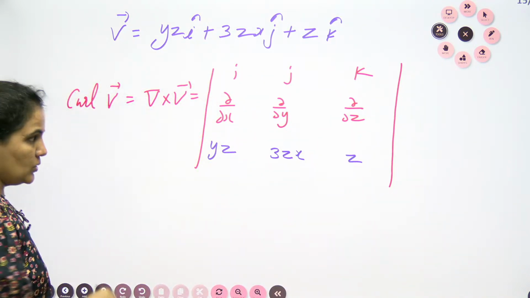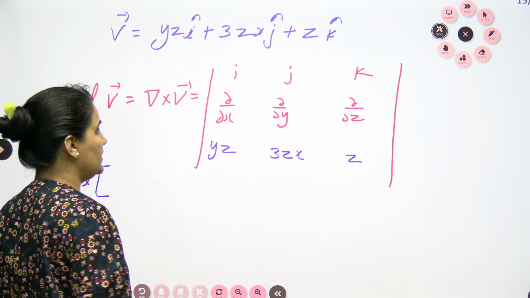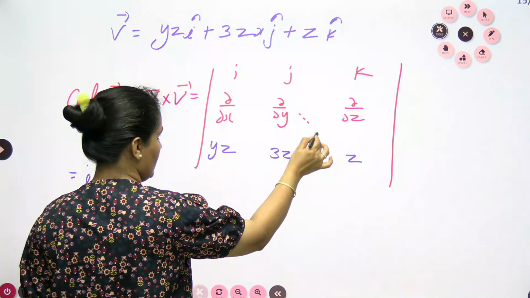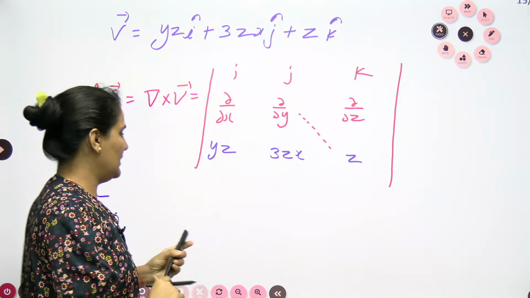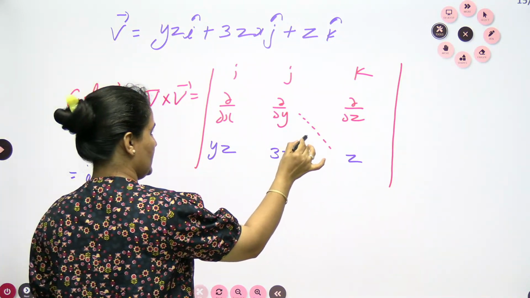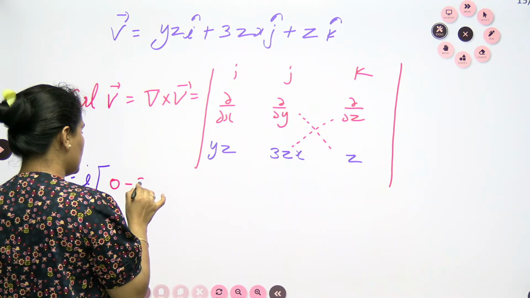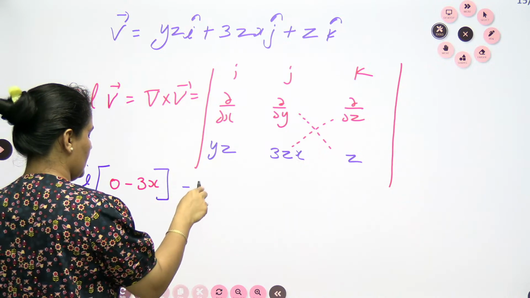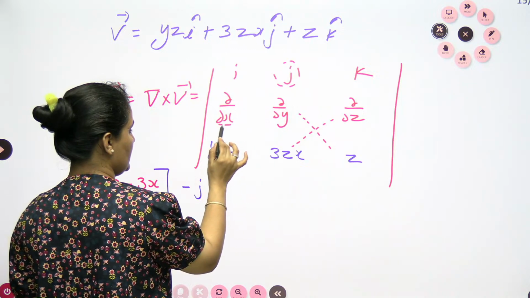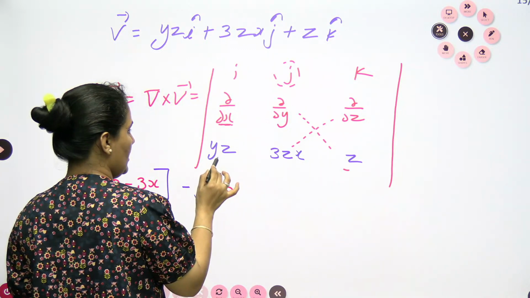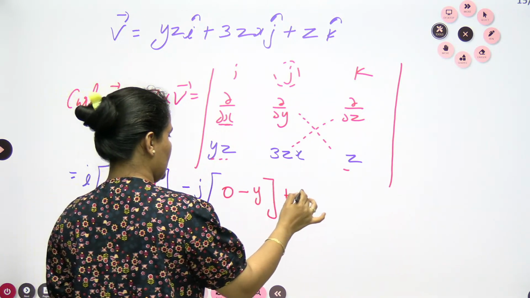Let's approach it. First I will go with respect to i. The partial differentiation of z with respect to y is 0, and the partial differentiation of 3zx with respect to z gives me 3x. So minus 3x i. Then with j, the partial differentiation of z with respect to x is 0, and the partial differentiation of yz with respect to z is y, so minus minus y, plus y j.